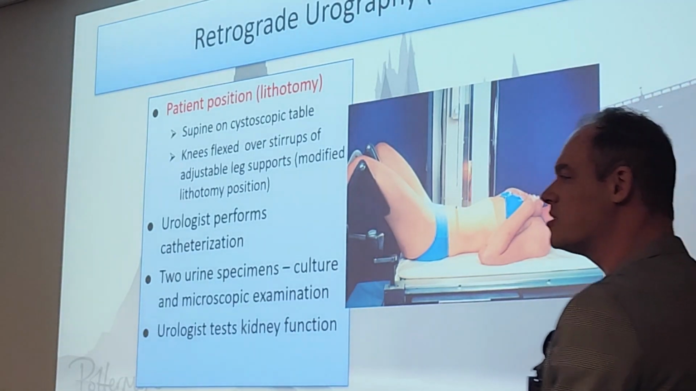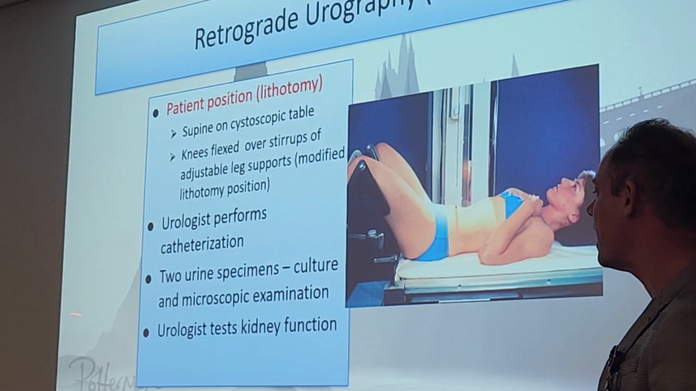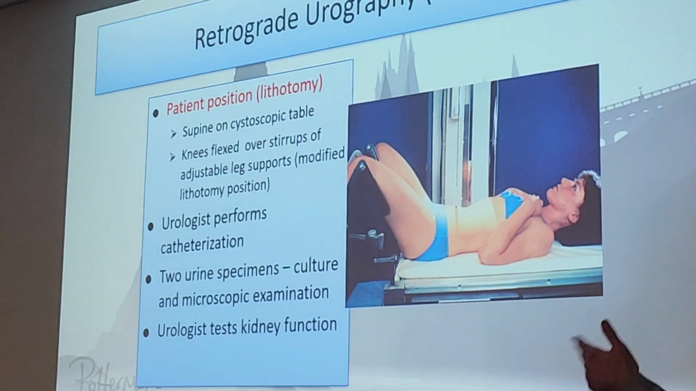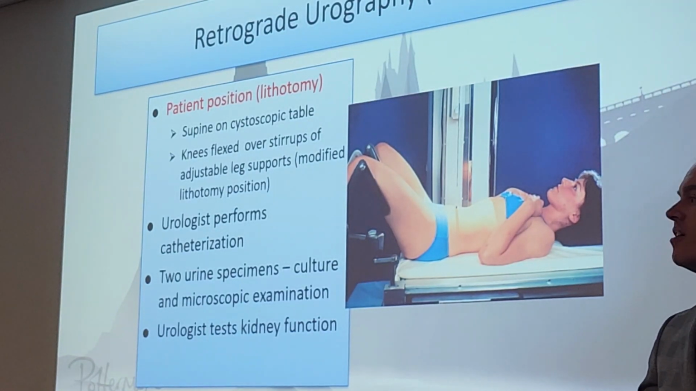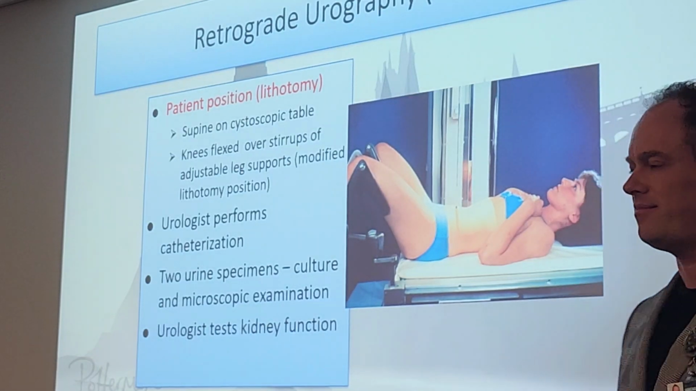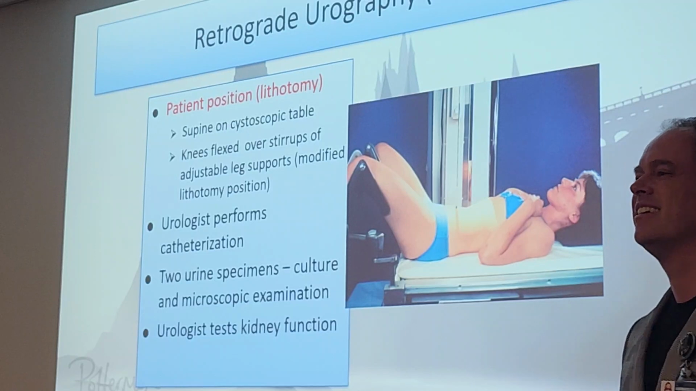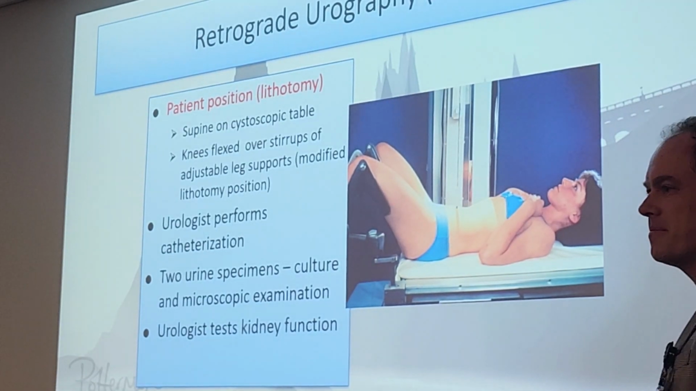They'll get 2 urine specimens for cultures and microscopic examination, and then they'll begin the actual test for kidney function by injecting the contrast. So what do you think you're doing in all this? What's your role? X-ray. Right, in the C-arm. It should be a C-arm exam. I say should because apparently Charo did one in the fluoro room that should not have been done. But this is a C-arm exam.